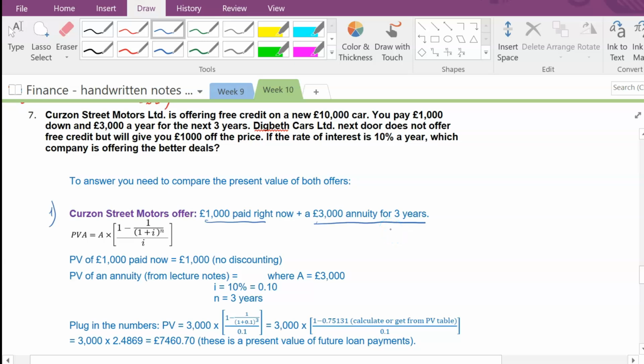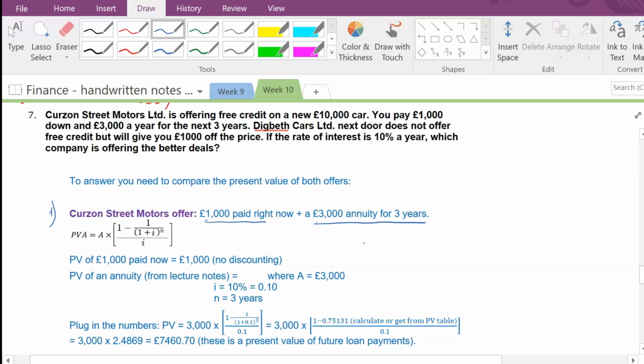Annuity is a situation when a certain payment is received or paid at set intervals, and you pay or receive an equivalent amount every time. So equal cash flows for a certain period of time. Here we have a set payment, £3,000 for 3 years. The same cash flow each year for a certain number of years. This is what we call an annuity.